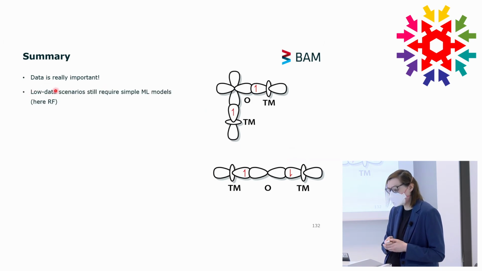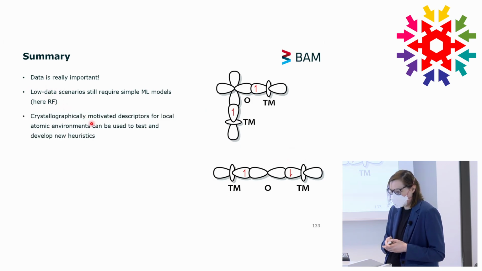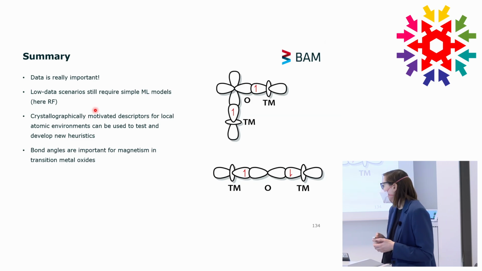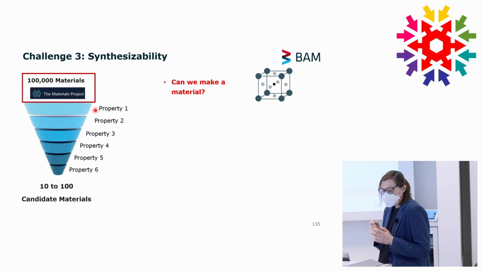And we very often still have low data scenarios. And in this case, we actually trained a random forest-based model. We couldn't do anything graph-based because we didn't have the data. And in such cases, of course, these crystallographically motivated descriptors on the geometry of crystal structures might be really useful. And in this case also, we can confirm that bond angles are actually important for the magnetism in transition metal oxides.